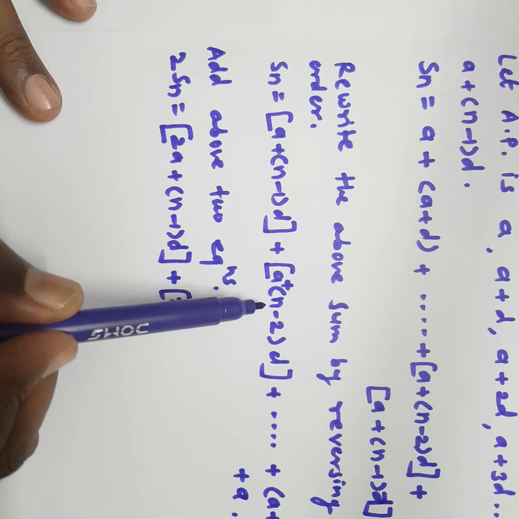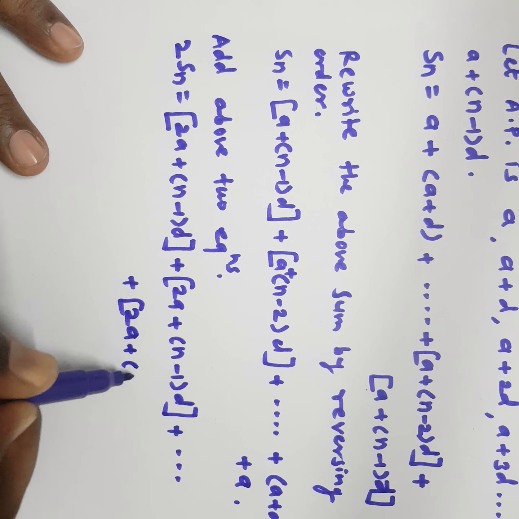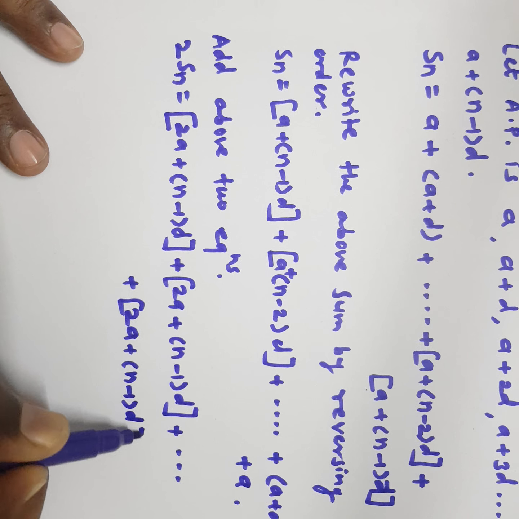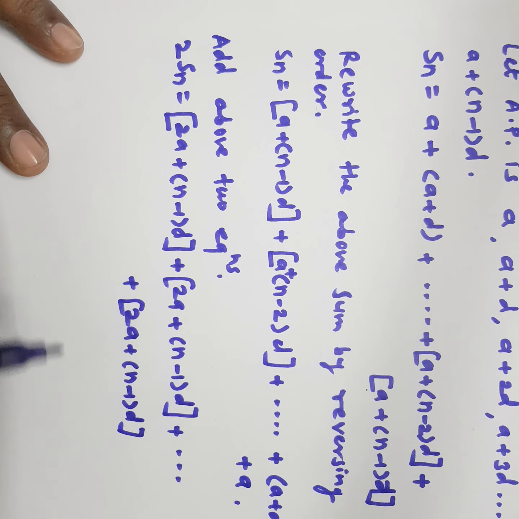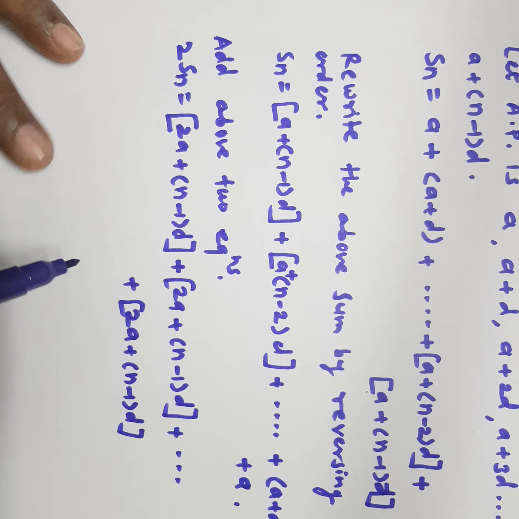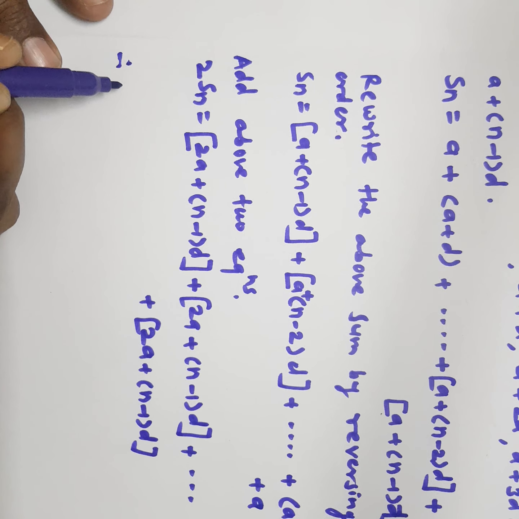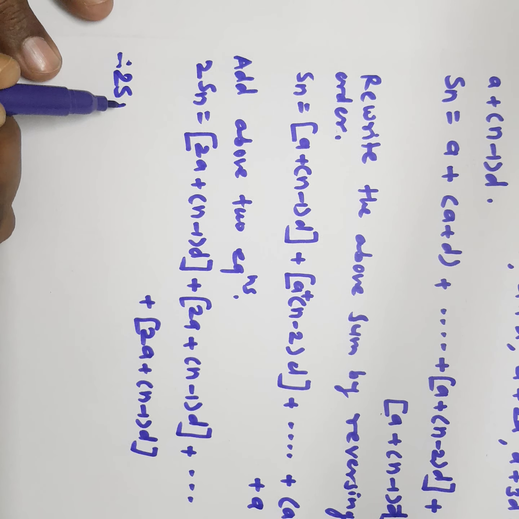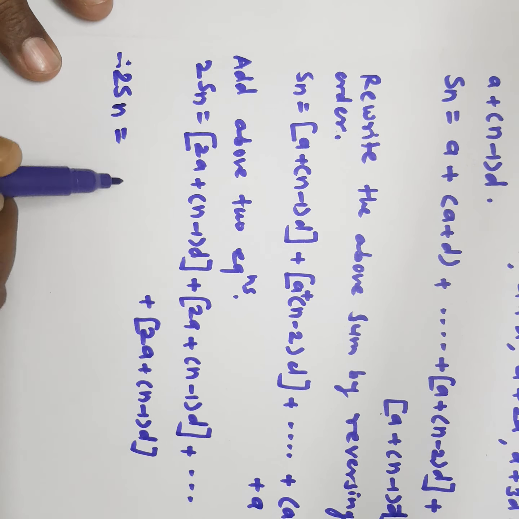All brackets will be similar, plus and so on plus again last term will be a plus a plus n minus 1 into d means 2a plus n minus 1 into d, n times. It will be same n times. Therefore 2Sn is equal to n times 2a plus n minus 1 into d.